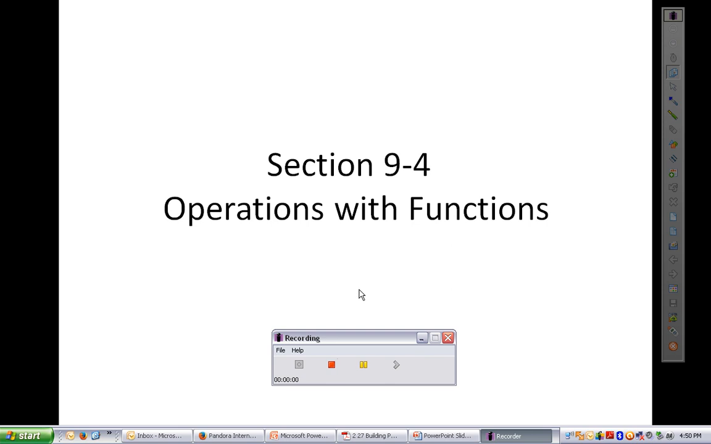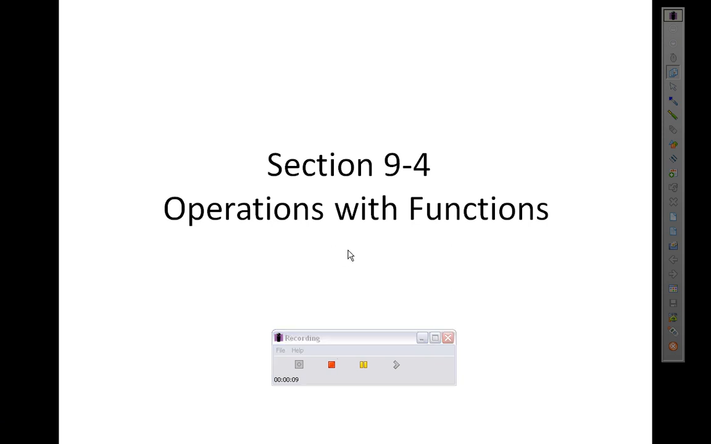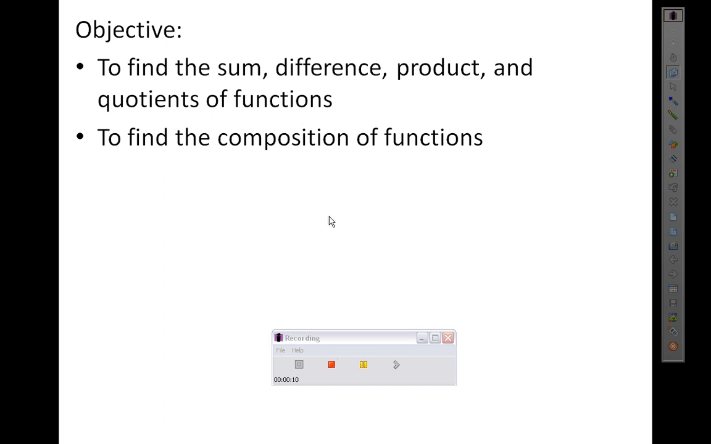Today we're going to start talking about operations with functions. This is section 9-4 of our book, but let's first look at what the objectives for today are going to be. We want to find the sum, the difference, the product, and quotient of functions.